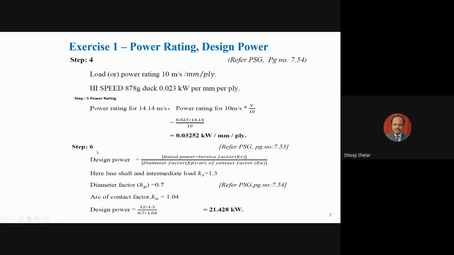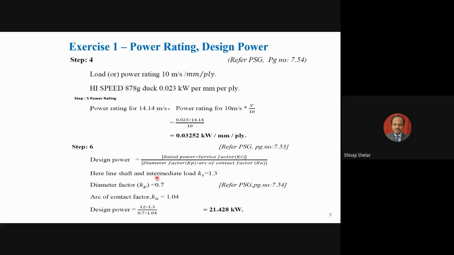So the next step is to calculate the design power. Design power is calculated by this formula, the 7.53 formula. That is the rated power, this value. Rated power, what we want to transmit: we want to transmit 12 kilowatt power, into the service factor. Service factor or load factor is available from the PHG data book. Diameter factor: since your diameter is less than 750 mm, we need to consider the diameter factor also, and the arc of contact factor.